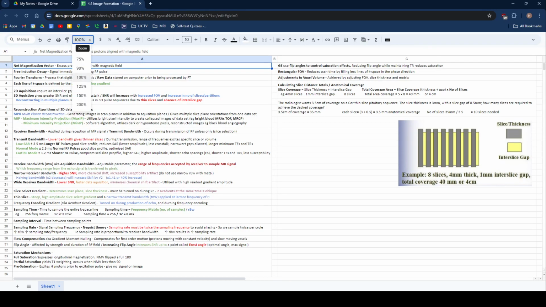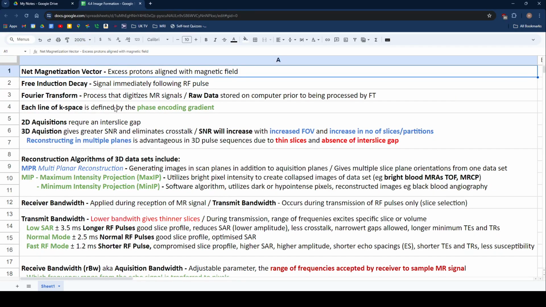Next, we'll be looking at some image formation. So net magnetization vector is the excess protons aligned with the magnetic field. Free induction decay is the signal immediately after the RF pulse. Fourier transform is the process that digitizes the MR signal. Raw data is stored on the computer prior to being processed by the Fourier transform. Each line of K-space is defined by the phase encoding gradient.